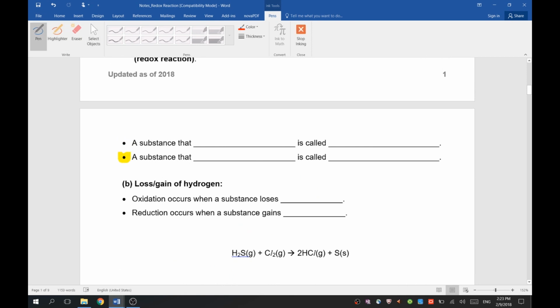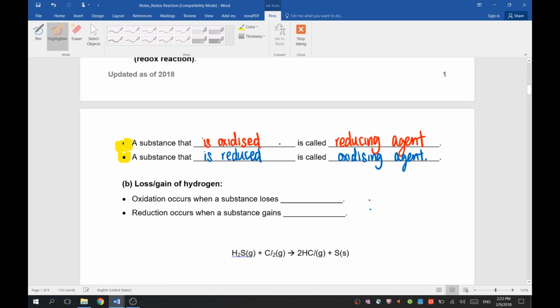For the first point, it tells you that a substance that is oxidized, okay, if something goes through oxidation, we actually call it a reducing agent. Now, what is the meaning of that? Okay, let me cover the other one so that you can see a better picture of the comparison. If a substance is reduced, we actually call it the oxidizing agent. Right? So you have these two terms over here.